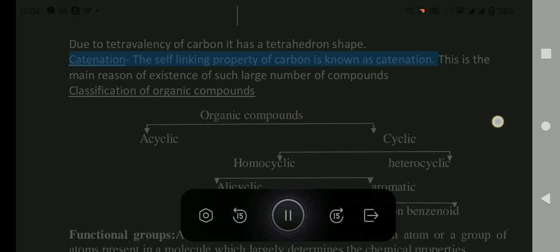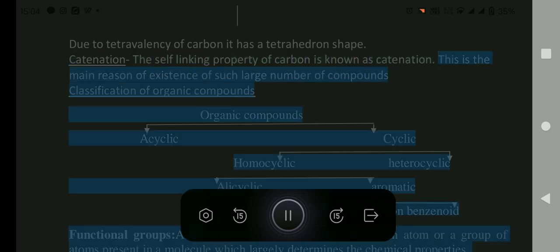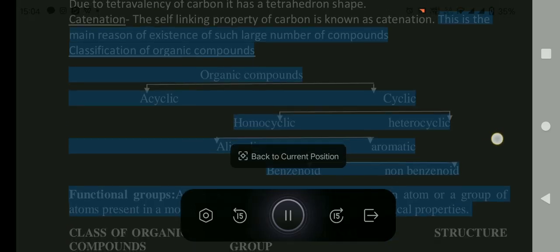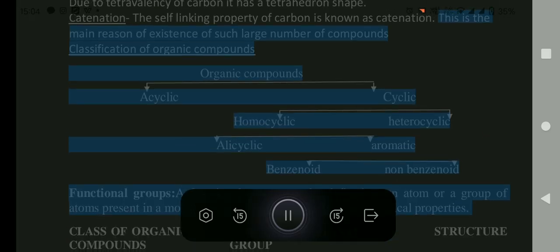Catenation. The self-linking property of carbon is known as catenation. This is the main reason for the existence of such a large number of compounds. Classification of organic compounds. Organic compounds: acyclic, cyclic, homocyclic, heterocyclic, alicyclic, aromatic, benzenoid, non-benzenoid.